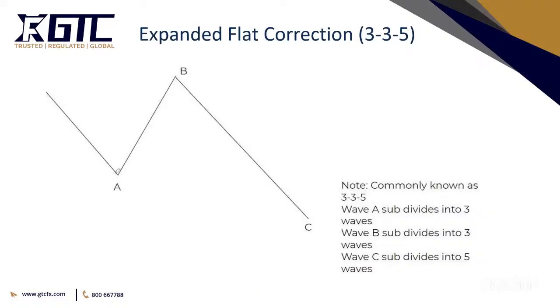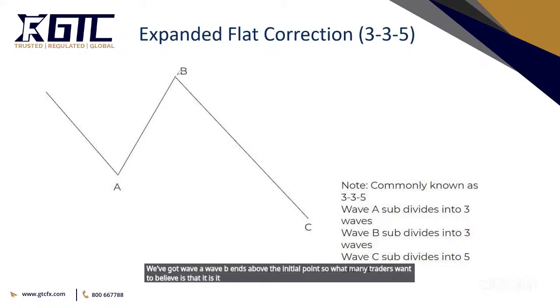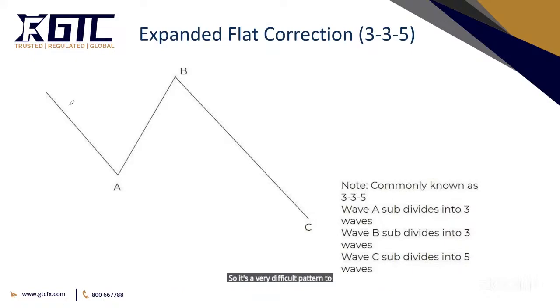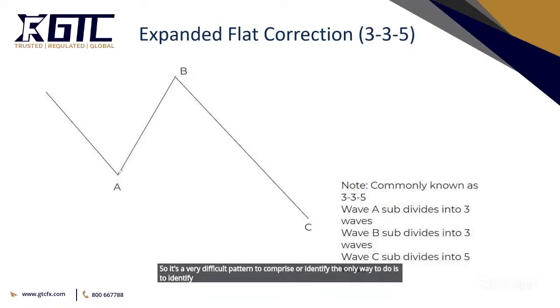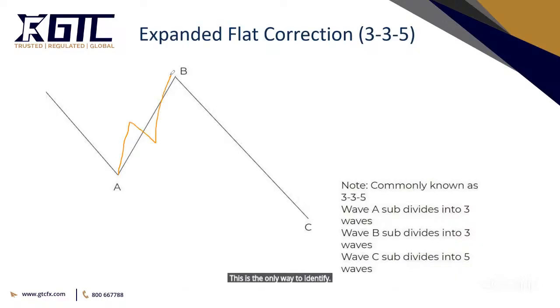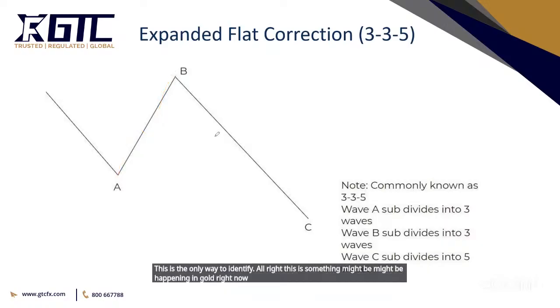We've got wave A, wave B ends above the initial point. So what many traders want to believe is that it is going above a new high, and the trend is reversing. So they double buy, and suddenly the trend is continuing on the same side. So it's a very difficult pattern to identify. The only way to do it is to identify a three-wave correction. This is the only way to identify. All right. Something might be happening in gold right now, but it is very risky to go and sell gold right now.